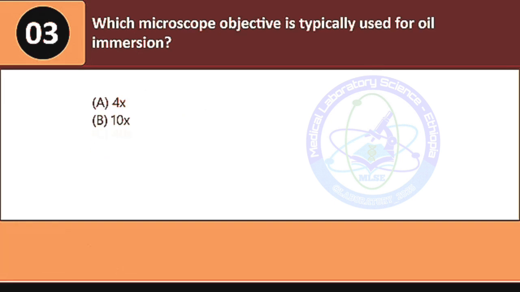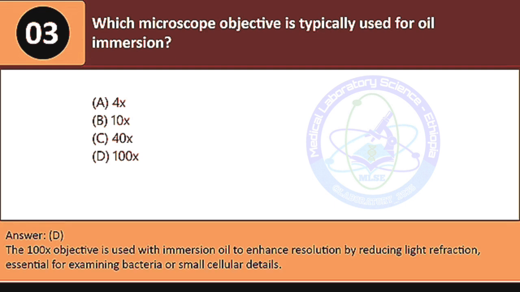Which microscope objective is typically used for oil immersion? A. 4x. B. 10x. C. 40x. D. 100x. Answer D. The 100x objective is used with immersion oil to enhance resolution by reducing light refraction, essential for examining bacteria or small cellular details.